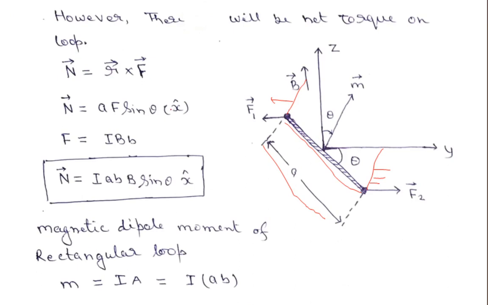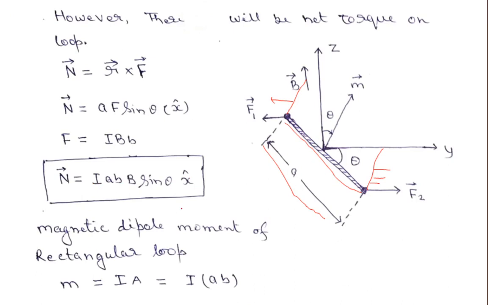So therefore, if you try to find out the direction of F, that will be along the x unit vector direction. So the n vector will be equal to a into F sine theta x unit vector, or if you substitute, because all are 90 degrees, where the magnitude of the force is equal to I b into B, we have already calculated. So the n vector will be equal to I a b B sine theta x unit vector. So this is the torque which is acting on the side A.